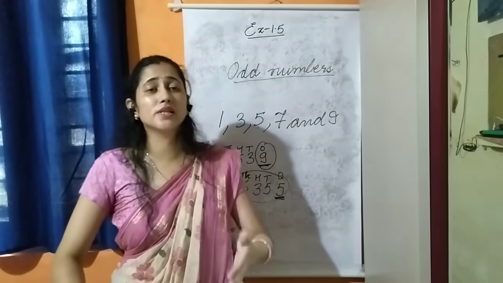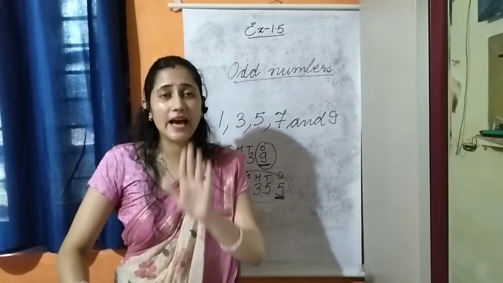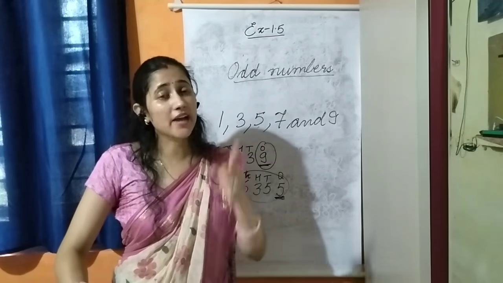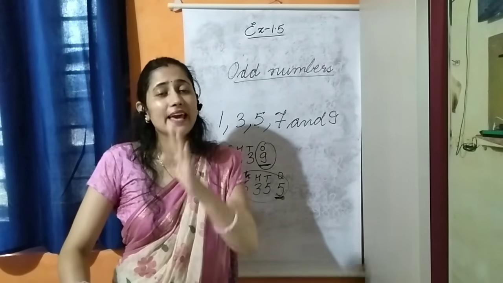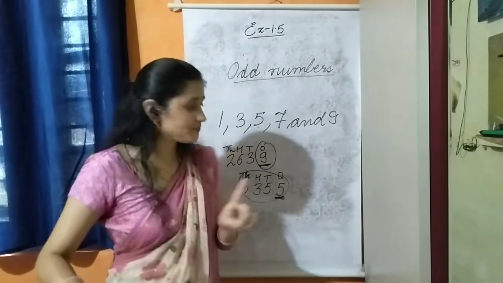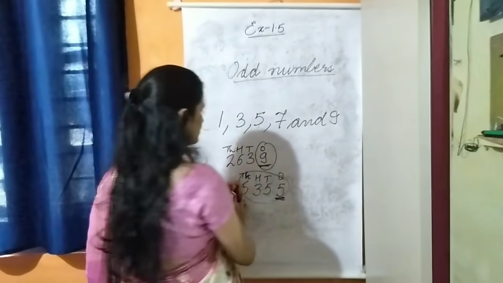All the numbers which have 1, 3, 5, 7 and 9 at ones place are odd numbers, and all the numbers which have 2, 4, 6, 8 and 0 at ones place are what? Even numbers. Okay.